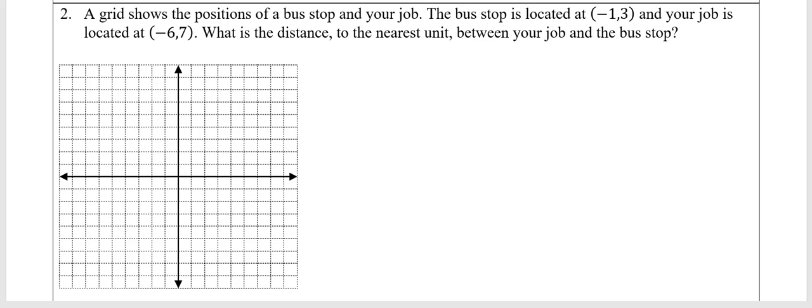So (-1, 3). Let's first find this point. -1, then 1, 2, 3. So that means that's your bus. Then -6, then 1, 2, 3, 4, 5, 6, and 7.